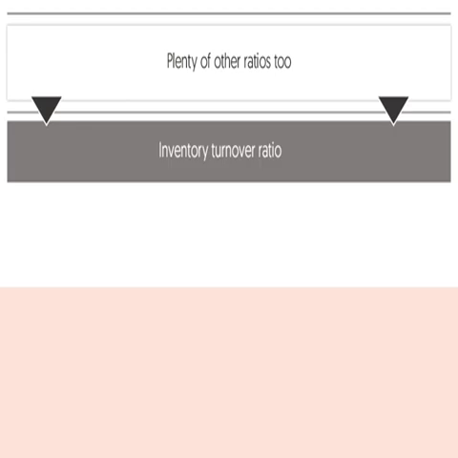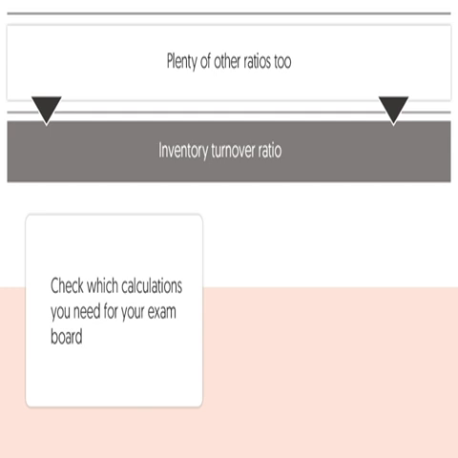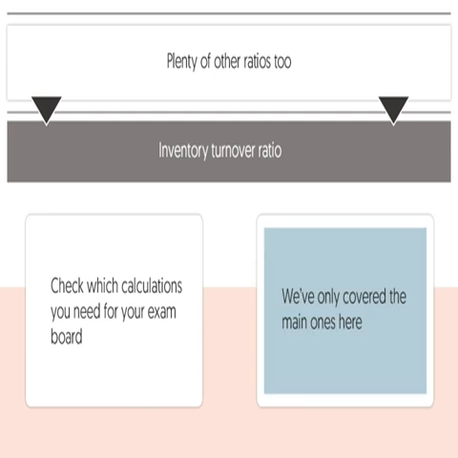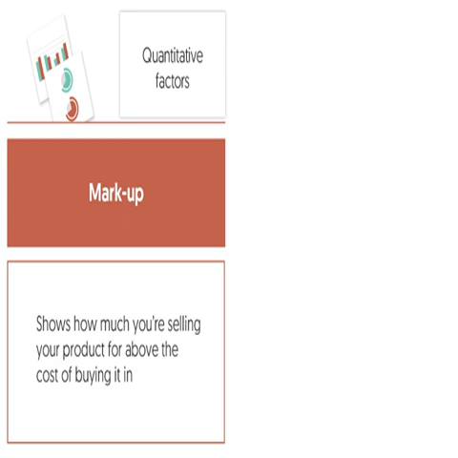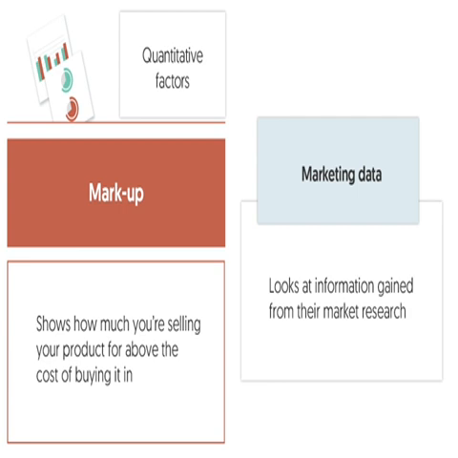There are plenty of other ratios too, such as the inventory turnover ratio, which compares your cost of sales with your average stock level. But check which calculations you need for your exam board. We've only covered the main ones here. Finally, there are other quantitative factors worth looking at which can help a business analyze their performance. You may hear the term markup, which shows how much you're selling your product for above the cost of buying it in. Or you may see that a business looks at their marketing data, which means it looks at the information gained from their market research.